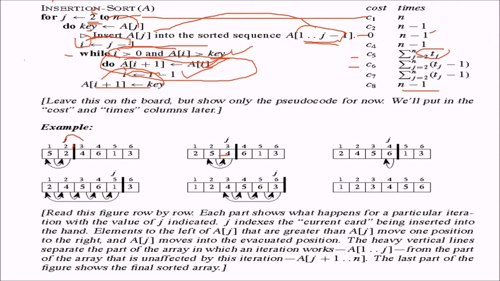So 4 and 5, we see that okay, 4 is smaller, so we swap. Again we check for this condition and we swap them. Then again we will move this heavy vertical line ahead, and we compare these two, and we see that okay, these two are fine, we don't need to swap them, so this while will not hold here.